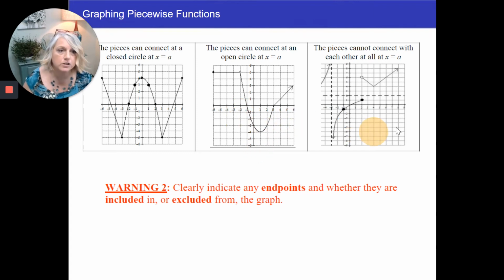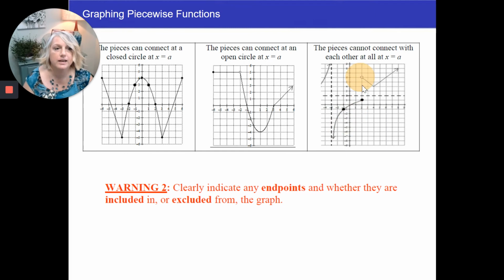Over here, you can get where the pieces don't connect at all at x equal to a. And there's different things that could happen here. I put 2 of them in here. This is an example where at x equal to -3, that actually has an asymptote. So the 2 pieces, this piece and that piece, don't connect because they have an infinite discontinuity. One goes up, one goes down. They don't connect to each other.